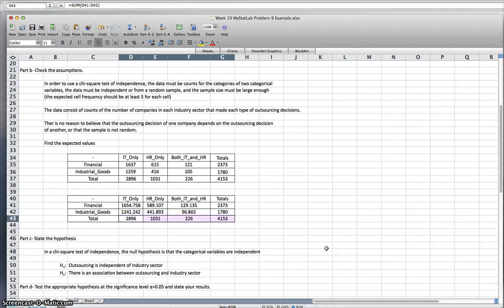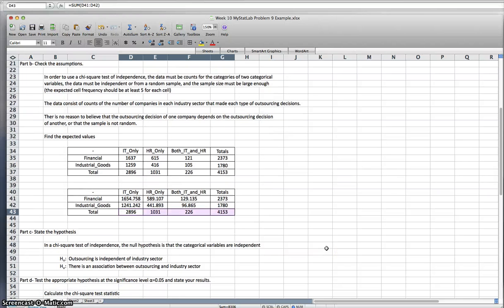So next, let's move on to part C, and let's state our hypothesis. In a chi-squared test of independence, the null hypothesis is that the categorical variables are independent. So for us, outsourcing is independent of industry sector. Therefore, our alternative hypothesis will be that there is an association between outsourcing and industry sector. So there are our hypotheses.